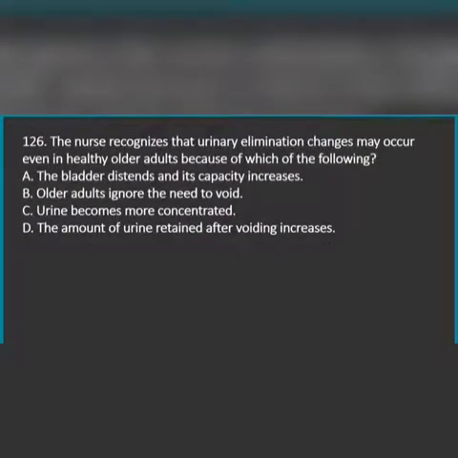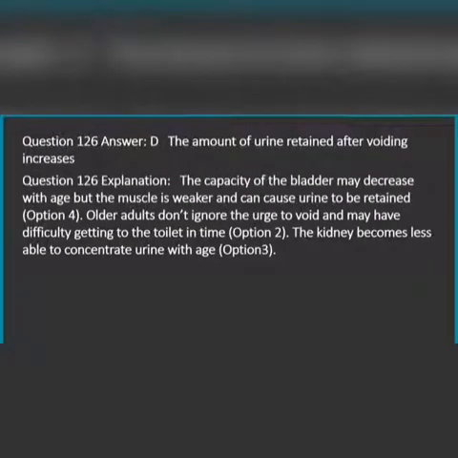Question 126. The nurse recognizes that urinary elimination changes may occur even in healthy older adults because of which of the following? A. The bladder distends and its capacity increases. B. Older adults ignore the need to void. C. Urine becomes more concentrated. D. The amount of urine retained after voiding increases. Question 126. Answer: D. The amount of urine retained after voiding increases.